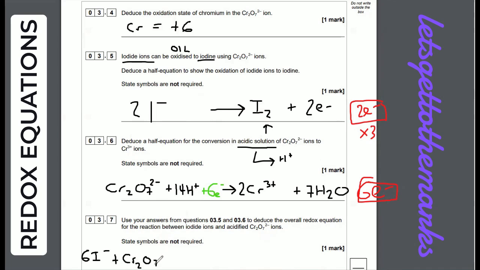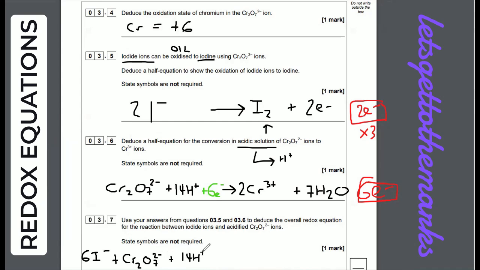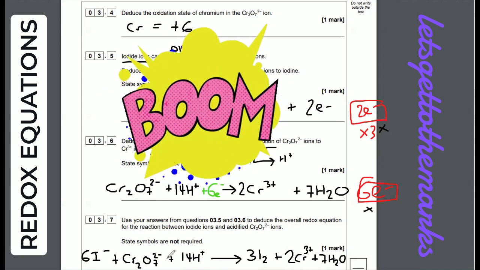I still stick to Cr2O72-, because that's the bottom half equation which we didn't multiply, and 14 hydrogen ions, we didn't multiply that. We know the electrons are going to be 6 on each side, so we're going to cancel them out because we've balanced them. I need to 3 times the iodine because that's part of the first half equation that we times-ed by 3. The 2 chromium 3+ ions come from the second equation that wasn't multiplied, and so do the 7 H2Os. And boom, we've balanced the overall equation.